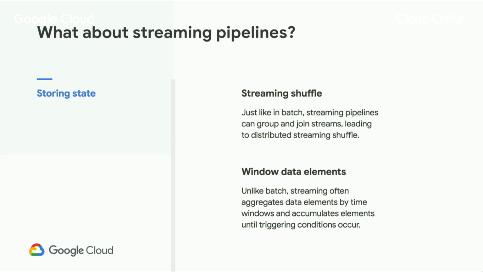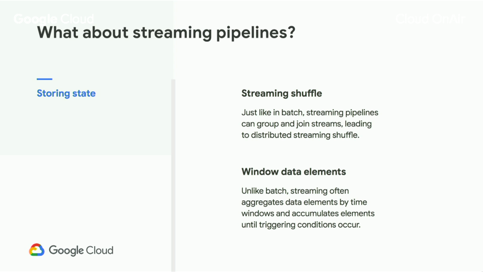So far we talked about batch pipelines and how we do shuffles in batch jobs. Dataflow provides a unified batch and streaming processing environment. And you might ask yourself, well, does this apply to streaming pipelines as well? Do streaming pipelines also need to be able to do shuffle?